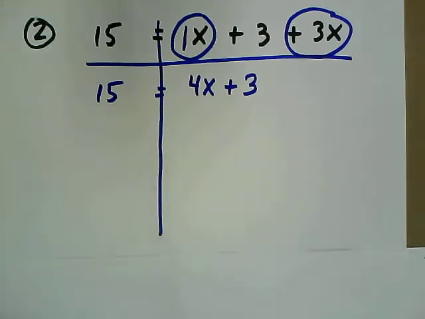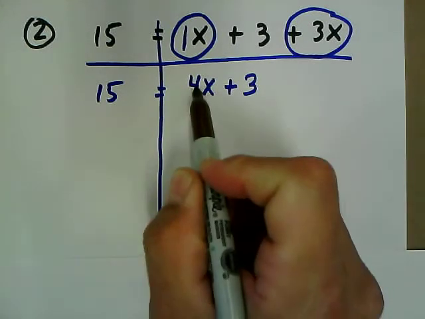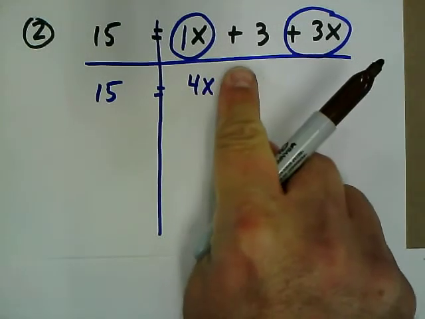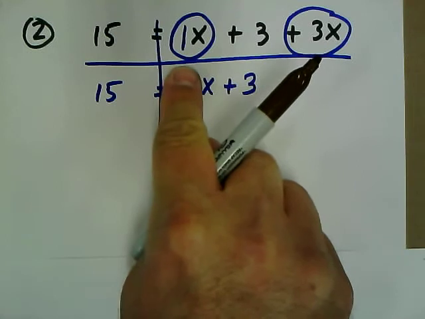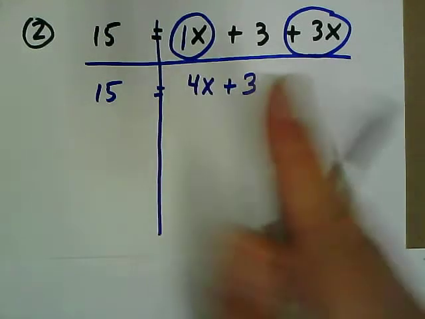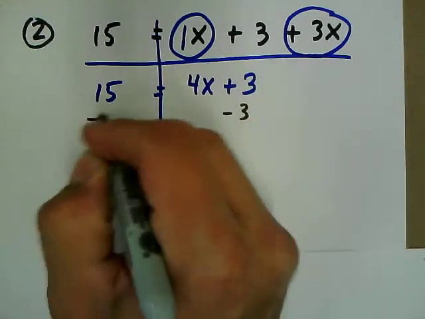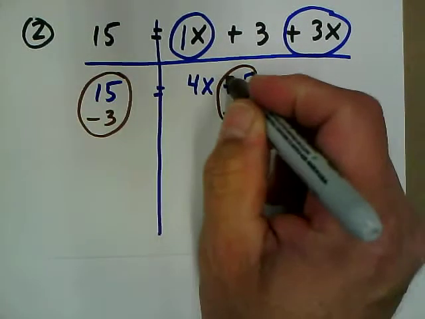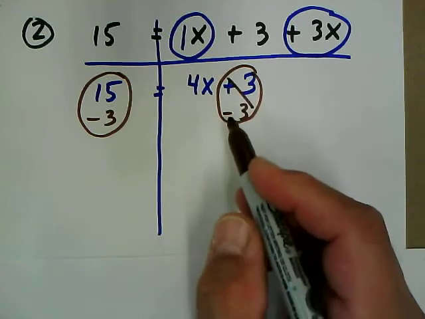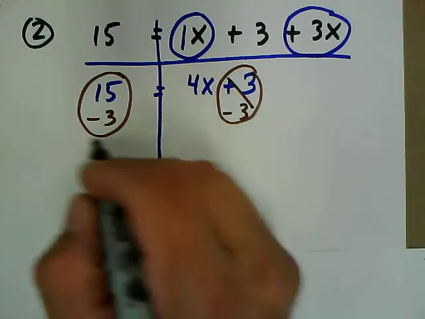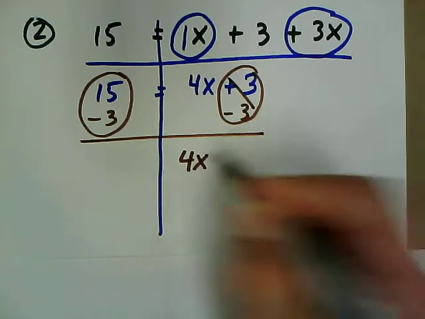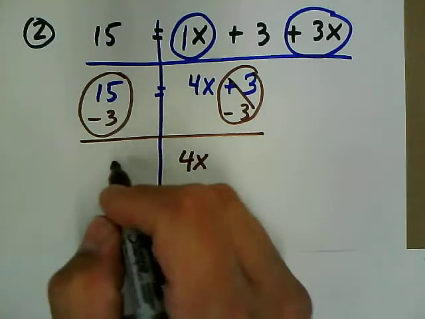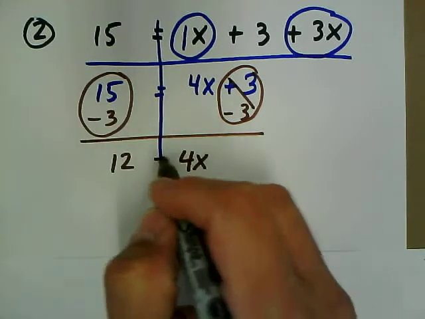Well, we're going to get rid of what's added or subtracted. Well, the 4 is times to the x. You can see it there. The 3 happens to be added to the x. So we're going to subtract 3 on both sides of the equation. The opposite operations, the plus 3 minus 3, disappear. We're left with the 4x, and 15 minus 3 is 12.